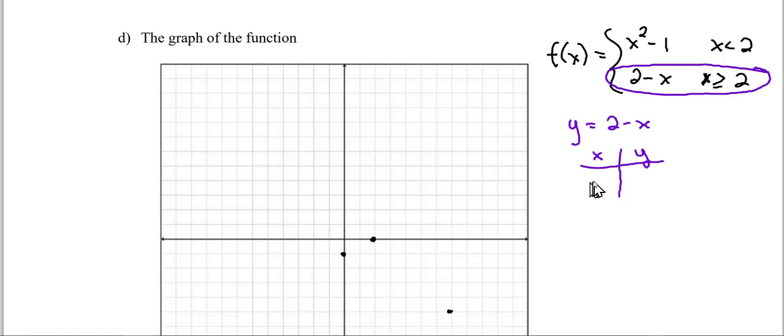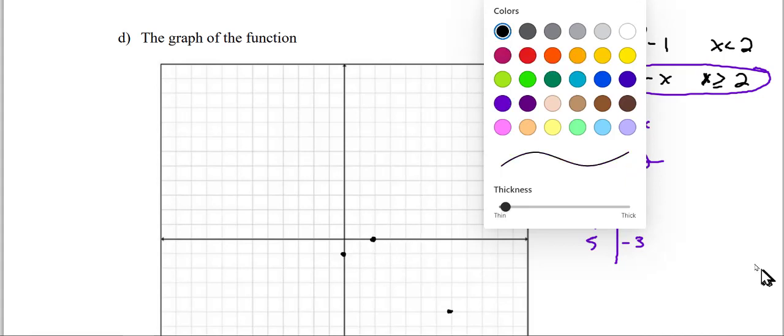Let's see, we only want to consider values where x is greater than or equal to 2, right? So we might do 2, 3, 4, 5. It would not be appropriate to plug 0 into this equation, because when x is equal to 0, we should be using the other equation. So let's see here. 2 minus 2 gives us 0. We already knew that. 2 minus 3 gives us negative 1. 2 minus 4 is negative 2. 2 minus 5 is negative 3. So let's plot those points.